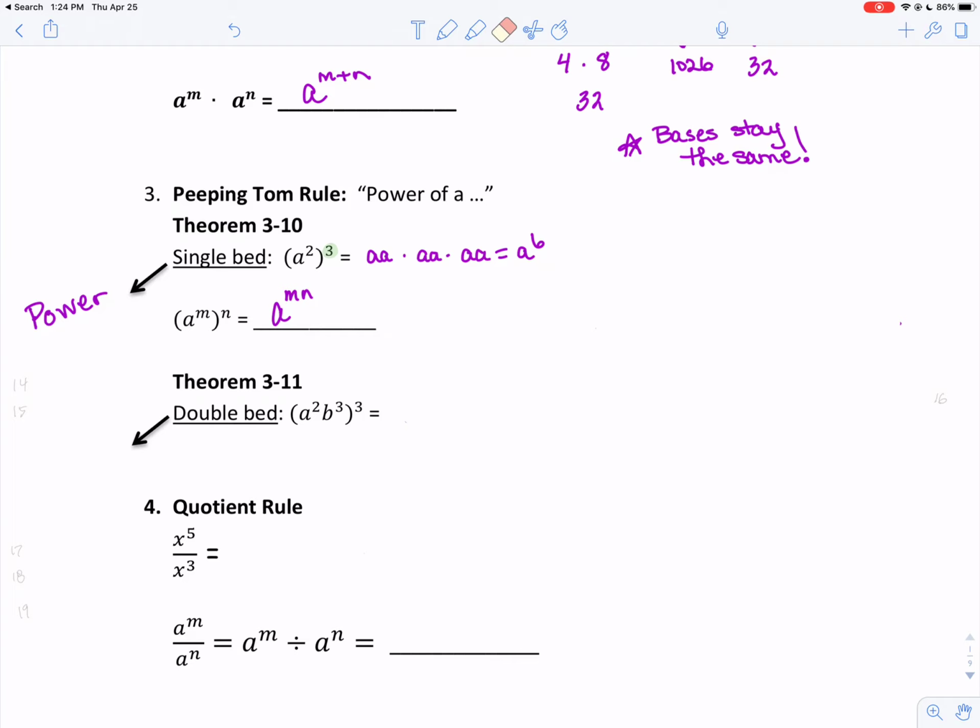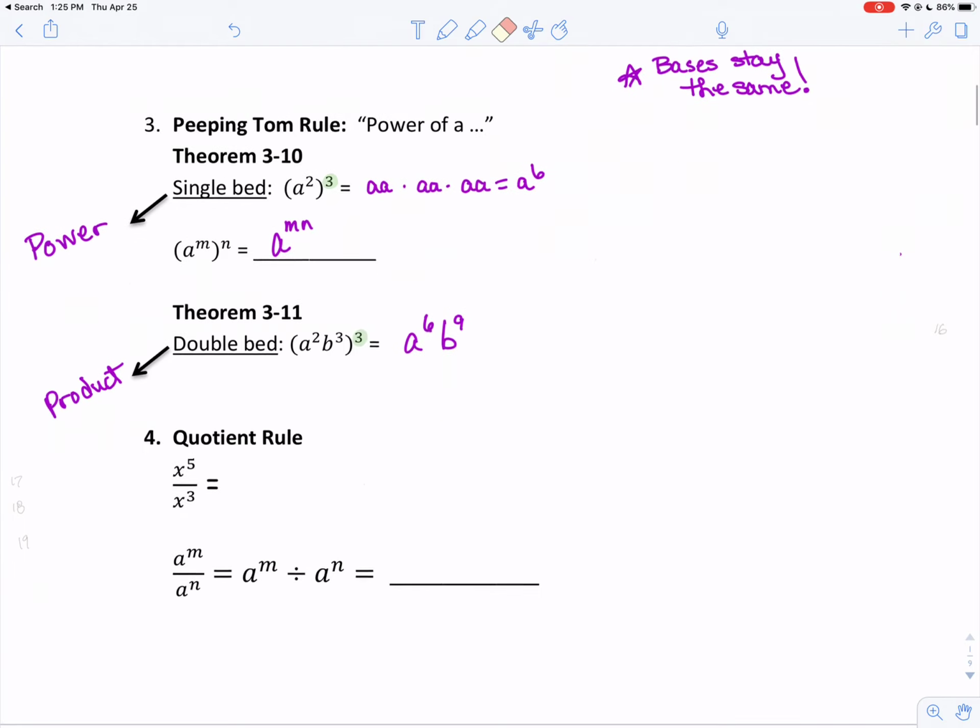The next one is basically the same rule. You still have your peeping Tom, but they call it a different rule, but it's the same thing. So now your peeping Tom, instead of looking in on a single bed, is looking in on a double bed, but we're still going to multiply those exponents together. So you'll get a to the sixth times a to the ninth. That's called the power of a product rule.